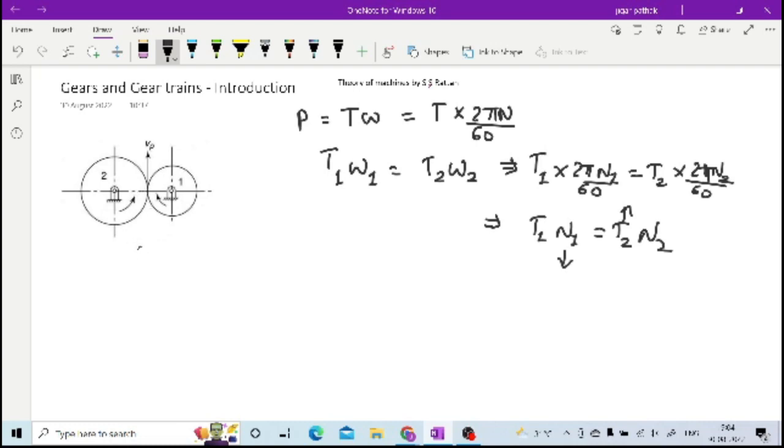If you first see this figure, it represents friction wheels, where wheels 1 and 2 are both rotating without slipping. When it rotates, it will transmit power from the driver to the driven. Here we are considering 1 as the driver and 2 as the driven.